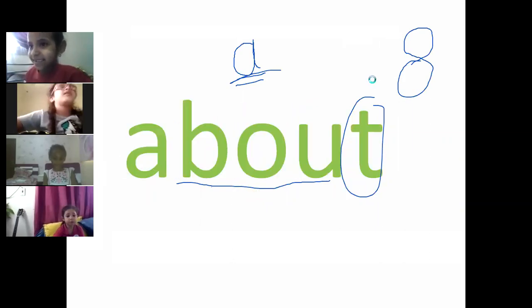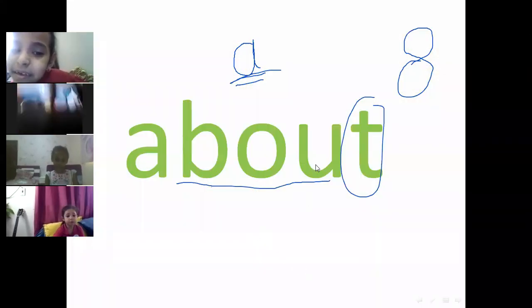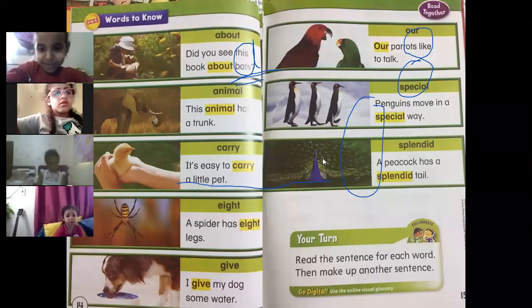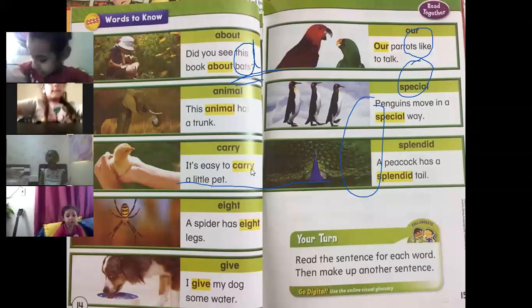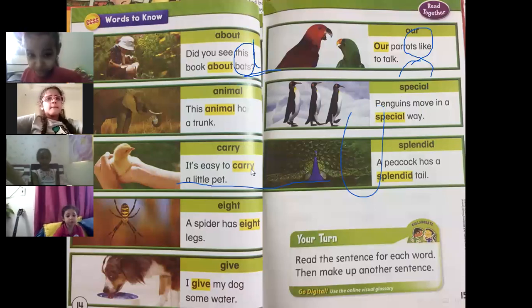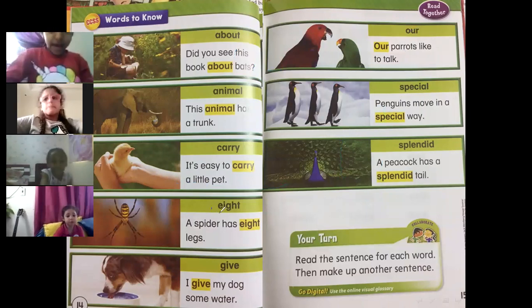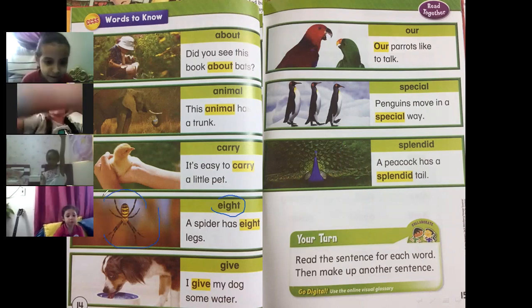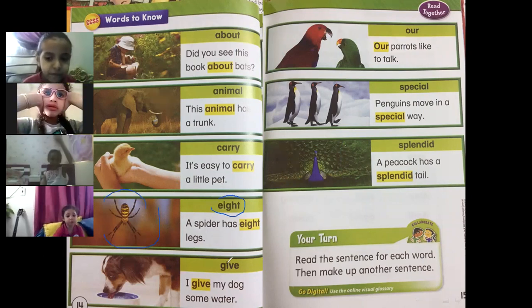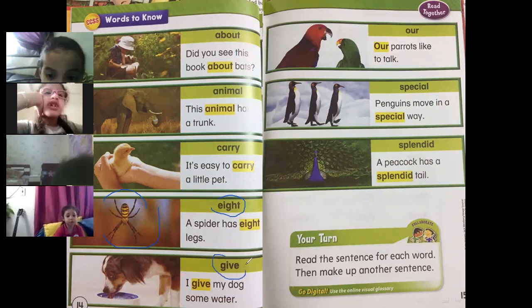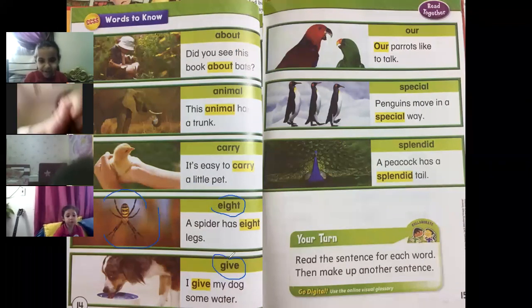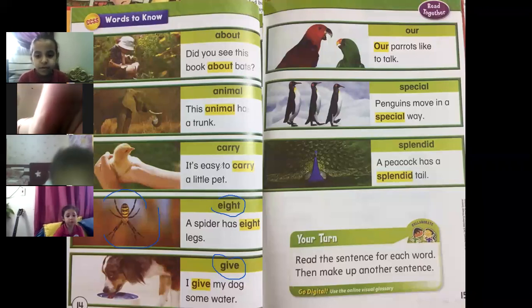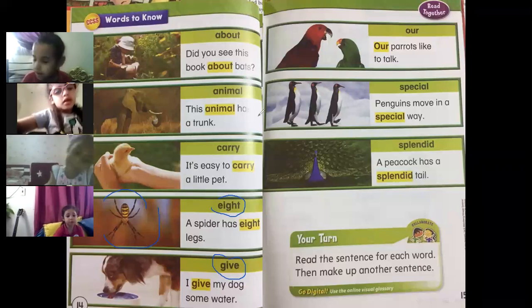Can you find it in your book? Yes. Number eight legs. A spider has eight legs. Look at the spider. The spider has eight legs. Yes, Judy. Spider. Mm-hmm. Which page? 14 and 15 in your reading book.